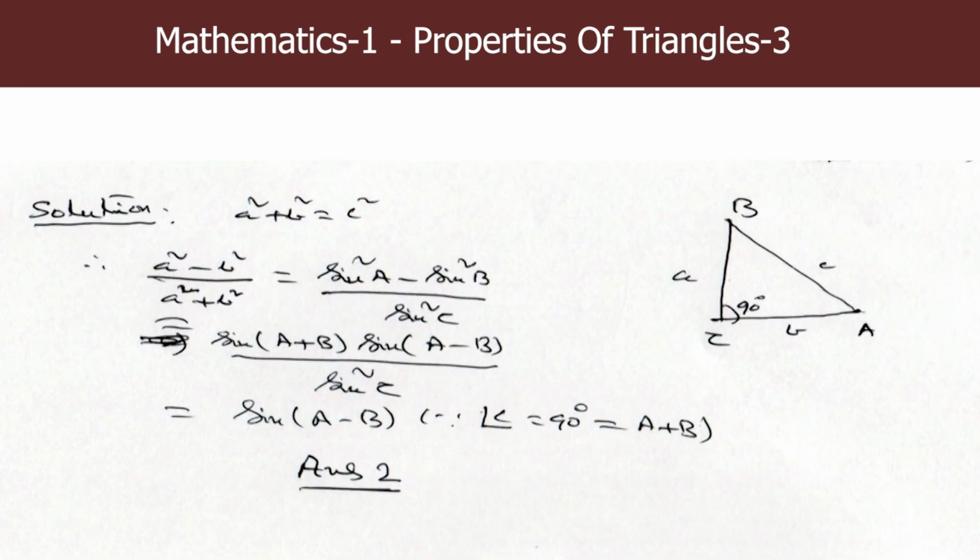So a square plus b square is equal to c square, because it's a right angle at C. So a square plus b square is equal to c square. That is a square minus b square by a square plus b square.